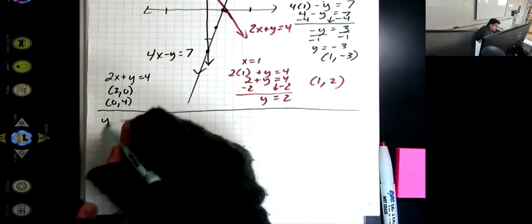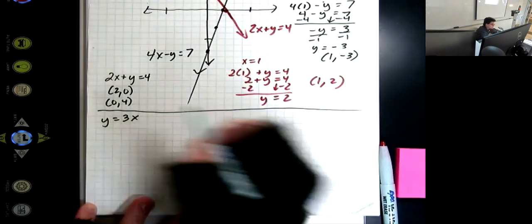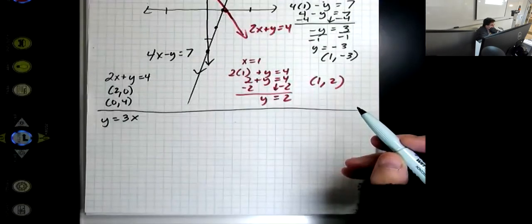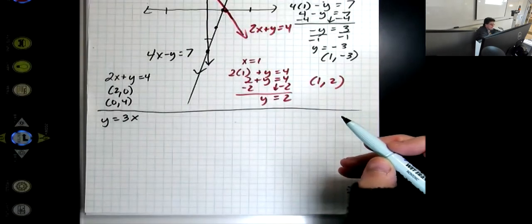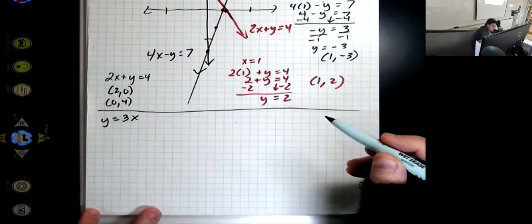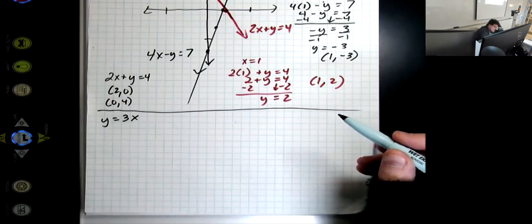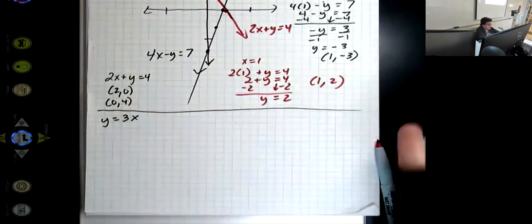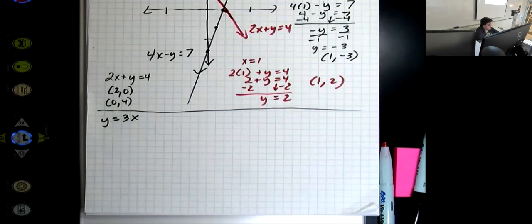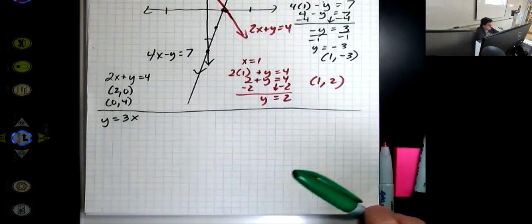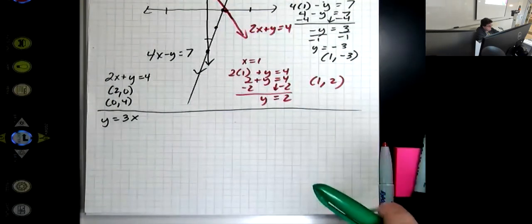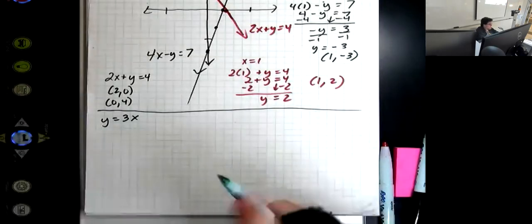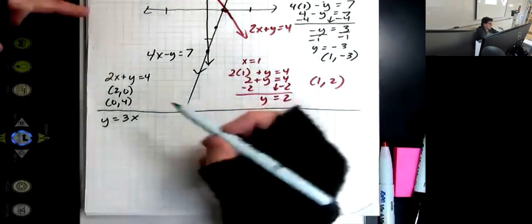What about y equals 3x? What are my intercepts for y equals 3x? So let's find the intercepts. My guess is (0, 0). Or is it (0, 3)? Well, let's check it. That's just my guess.